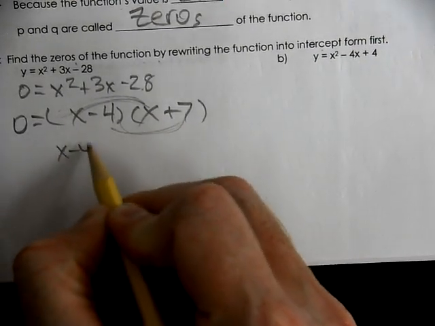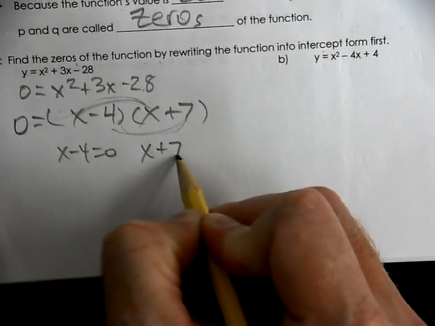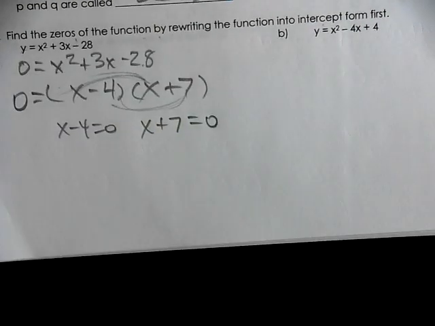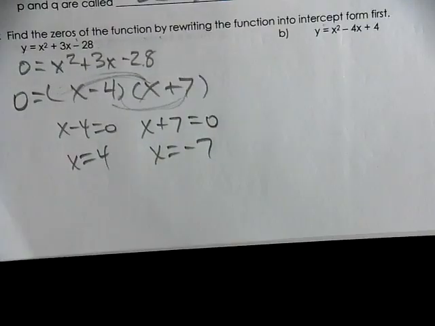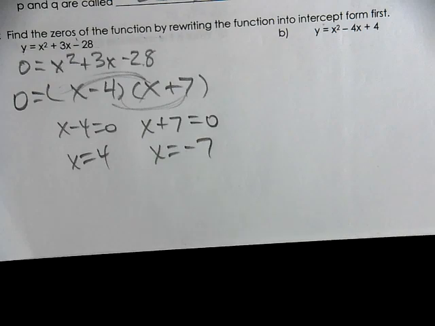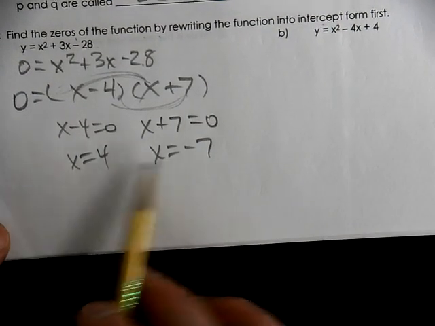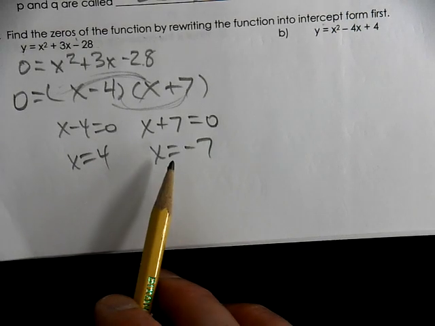So then we're going to do our zero product property. I'd like you to write that out. Then if you would like to jump and go straight to the 4 and straight to the negative 7, I'm okay with that. Use some brain power there. Those would be your zeros of the function.